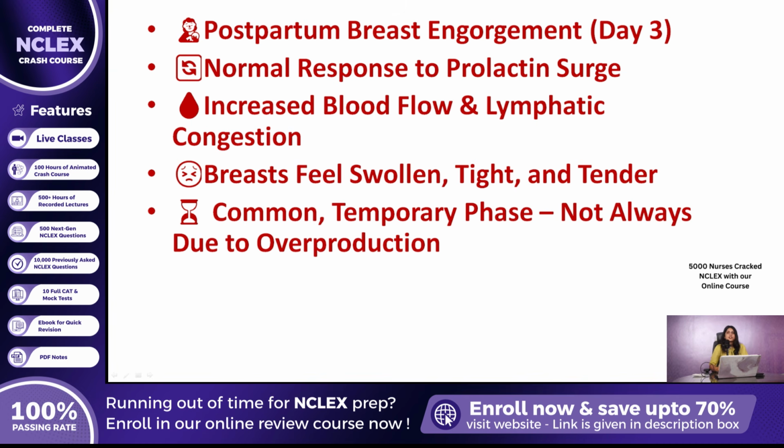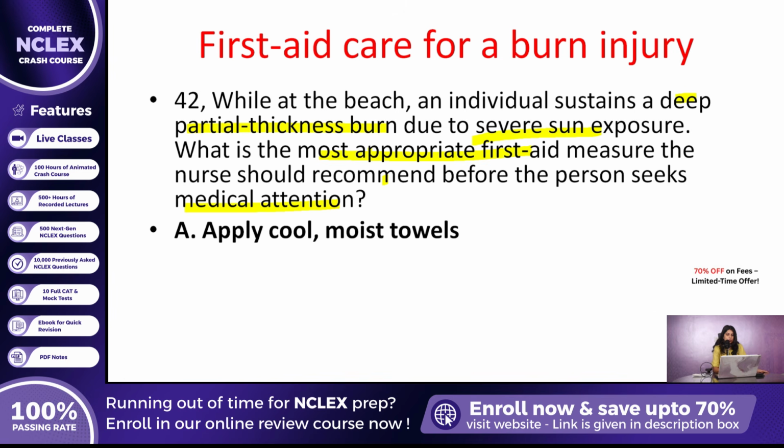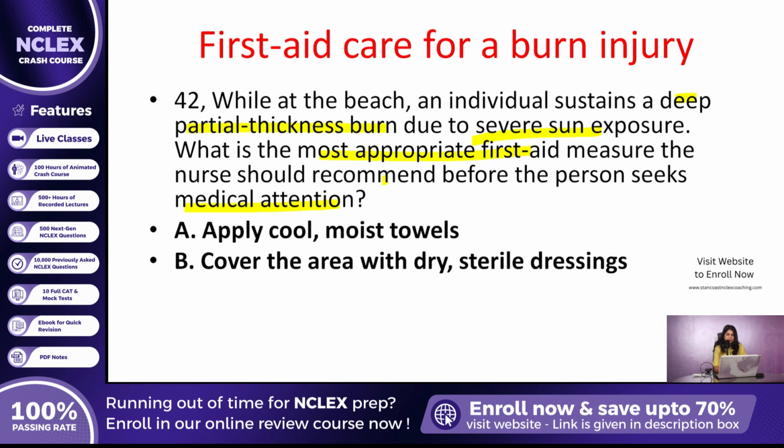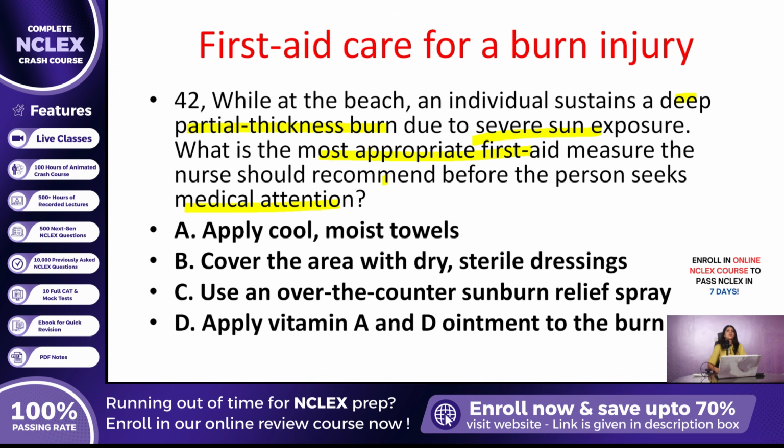Let us now move on to question number 42, which focuses on emergency first aid care for a burn injury. The question reads, while at the beach, an individual sustains a deep partial thickness burn due to severe sun exposure. What is the most appropriate first aid measure the nurse should recommend before the person seeks medical attention? The options are A. Apply cool, moist towels. B. Cover the area with dry, sterile dressings. C. Use an over-the-counter sunburn relief spray. D. Apply vitamin A and D ointment to the burn.